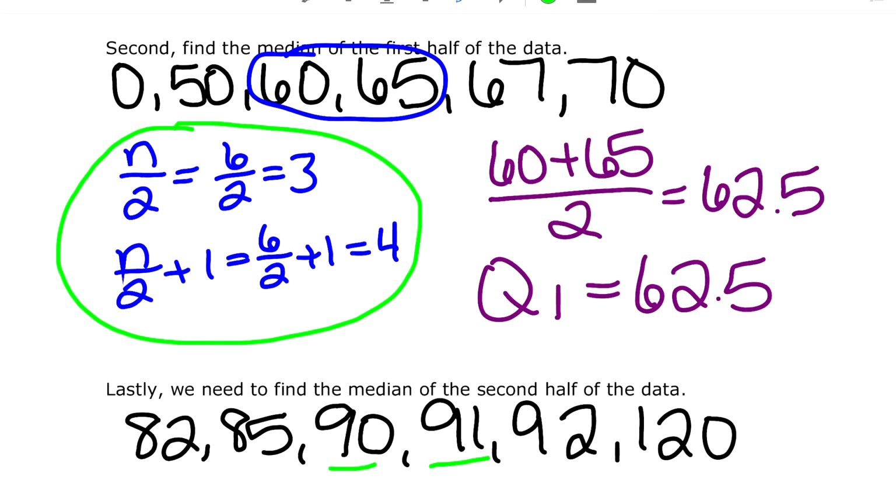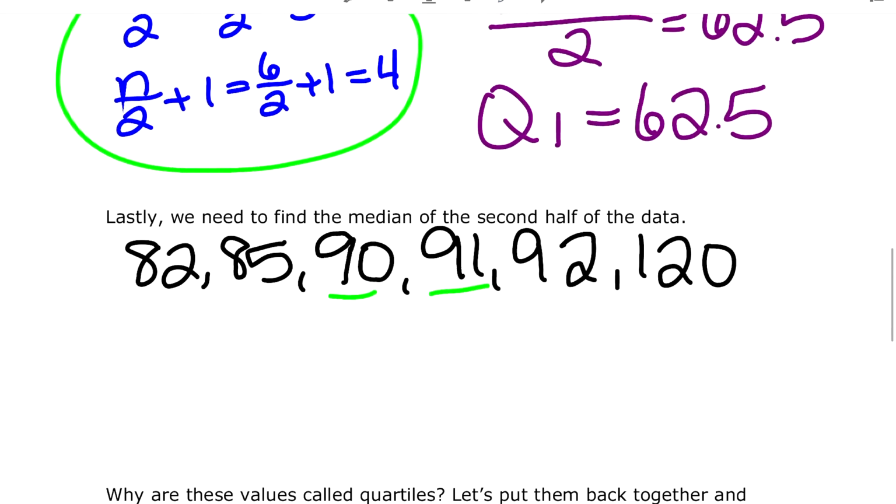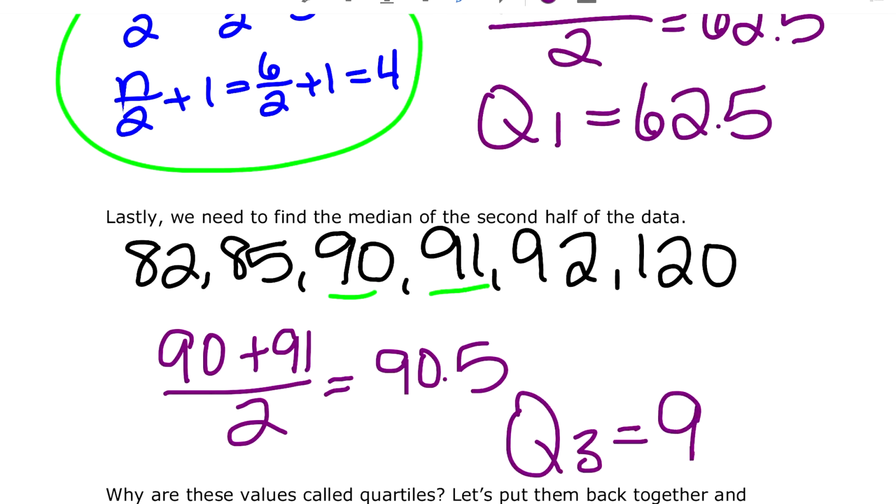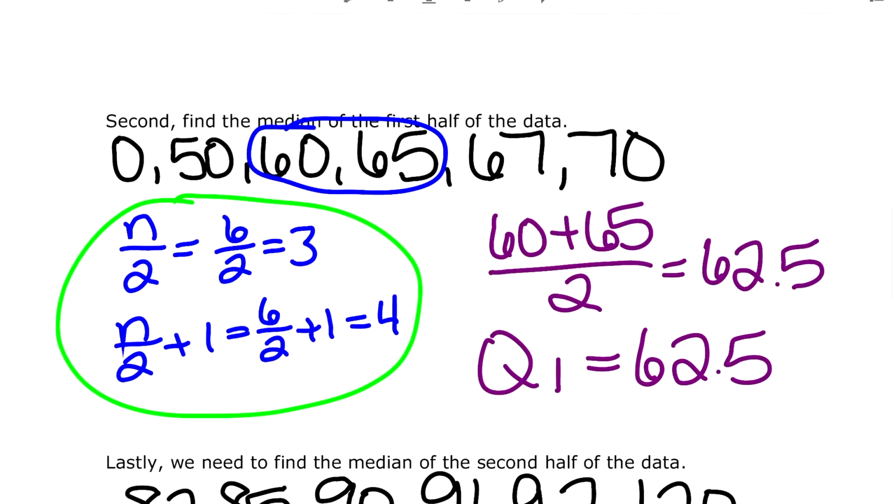I had 6 observations for my lower half. I have 6 observations for my upper half. So all of that stays the same. So now I can go ahead and calculate my Q3. 90 plus 91 divided by 2 is 90.5. So Q3 equals 90.5.